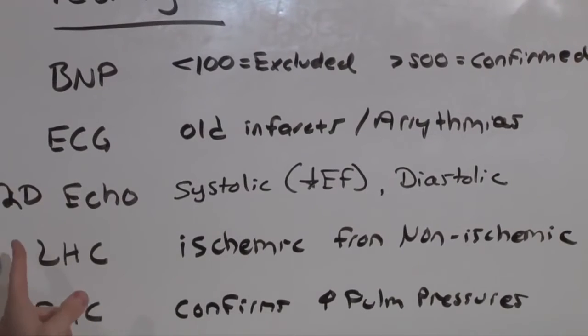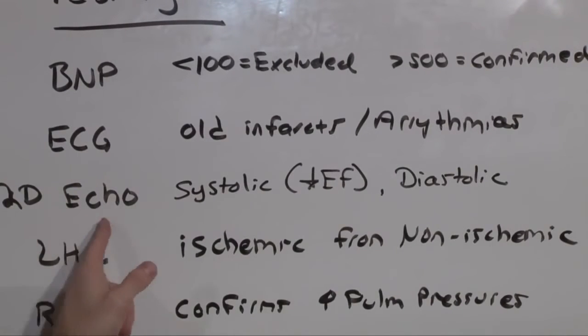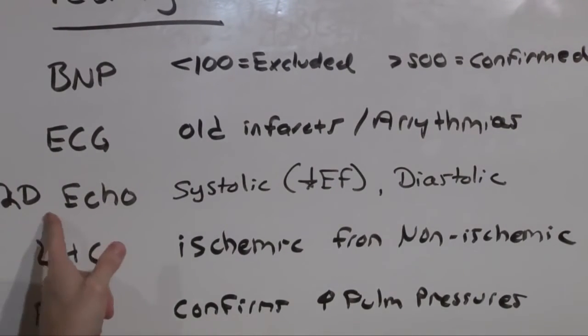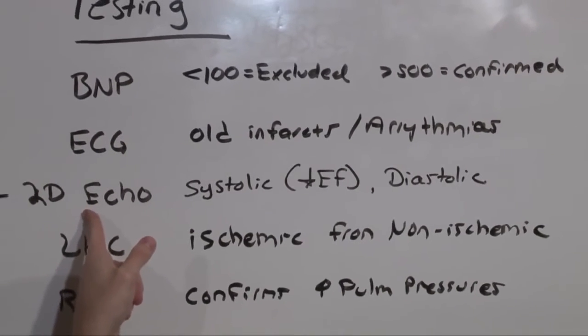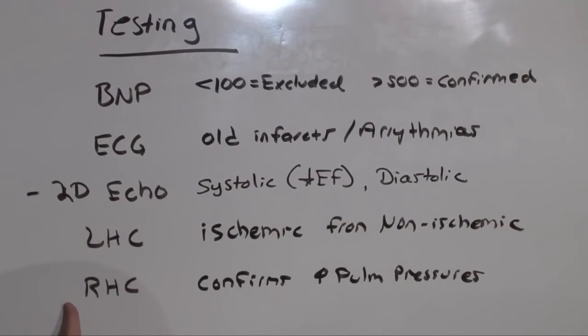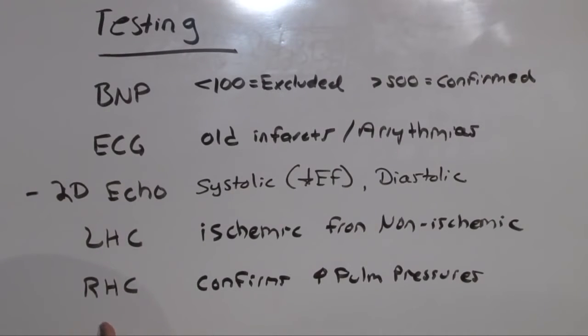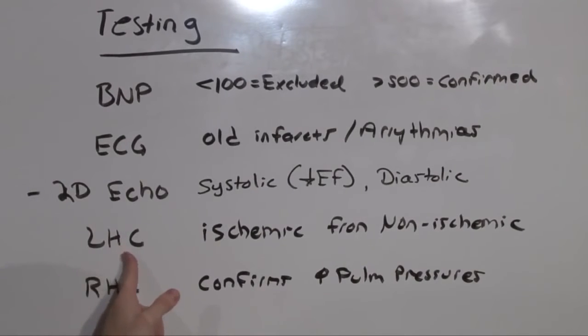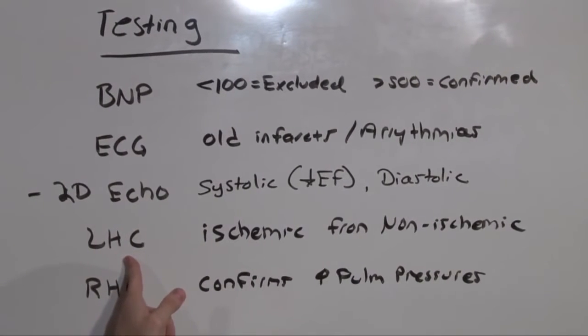You are catheterizing the left side, which means the arterial side, to look at the coronary vessels of both the left and the right heart. A right heart cath is a venous catheterization accessing the right side of the heart and the pulmonary vasculature. Right heart cath, pulmonary vasculature. Left heart cath, coronary vasculature.